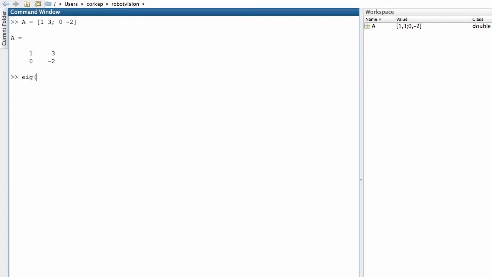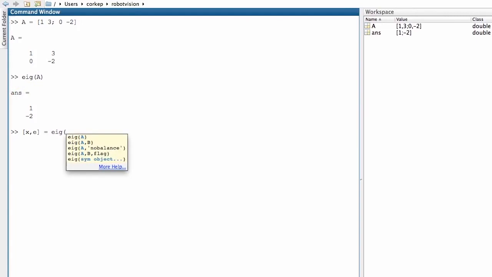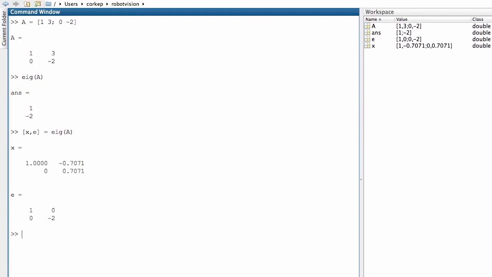The eigenvalues of this matrix are given simply using the MATLAB built-in function eig. And we see the two eigenvalues are 1 and negative 2. To find the eigenvectors is a little bit more complex. We have to assign two output arguments from the function eig. The first output argument, which I've assigned to the matrix X, has two columns. The first column is the first eigenvector. The second column is the second eigenvector. And the eigenvalues now are arranged along the diagonal of the output matrix E.